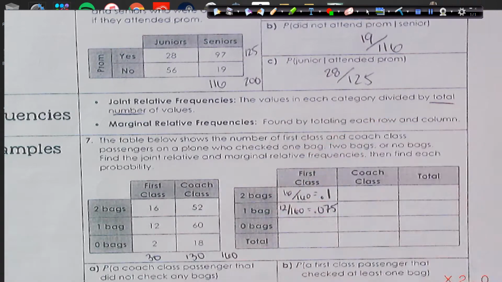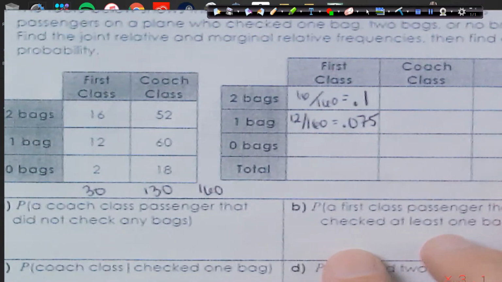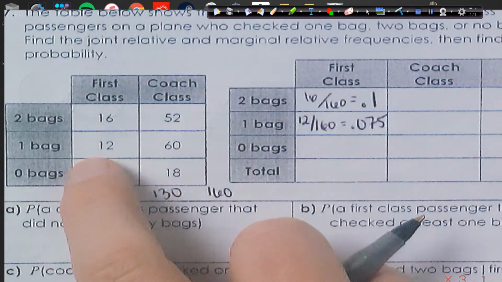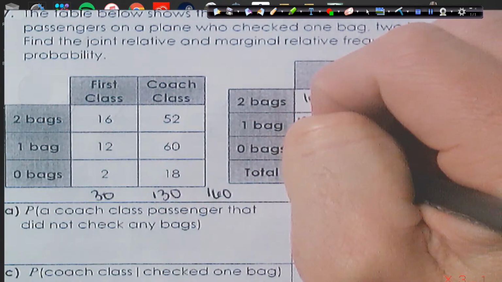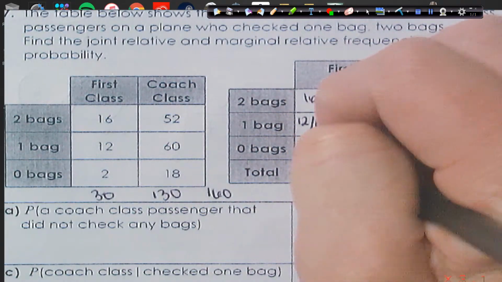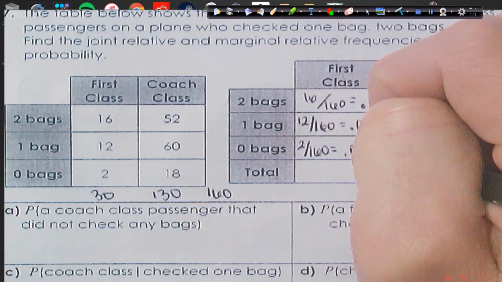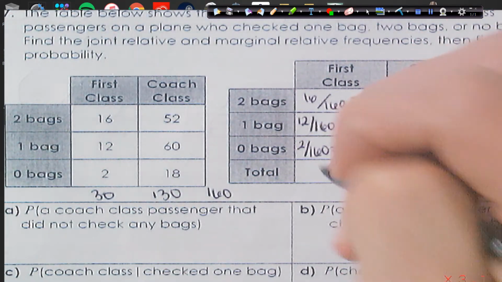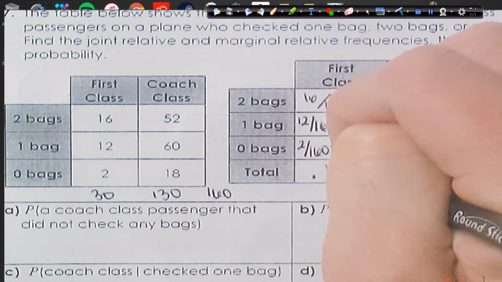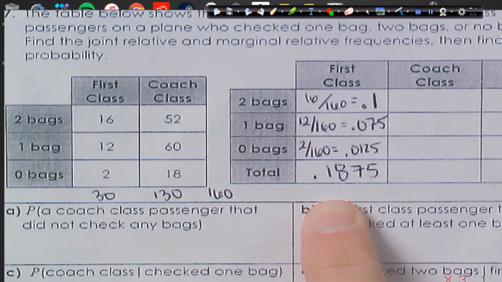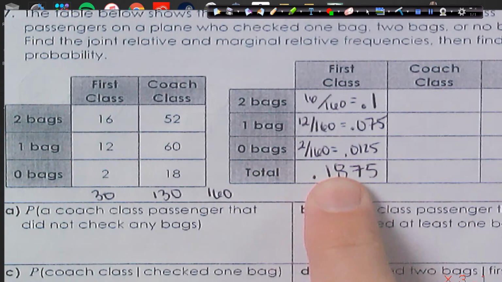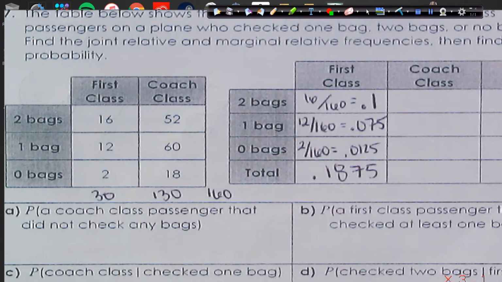Okay, I'm going to zoom in to our table here. First class with zero bags, sorry, is 2 out of 160, which would be 0.0125. And if you add all that up, we get 0.1875. This would be our marginal relative frequency. Okay, so here's the marginal relative frequency.